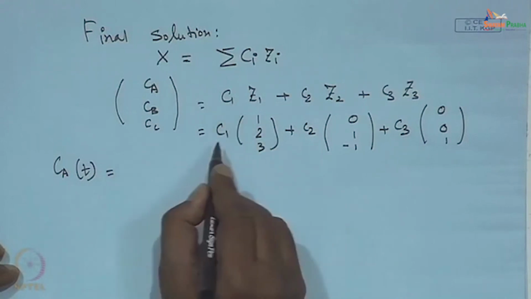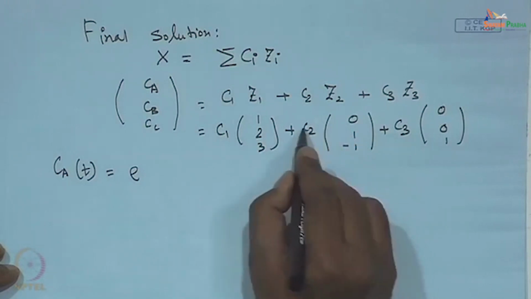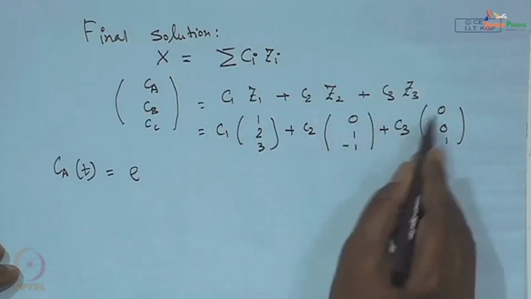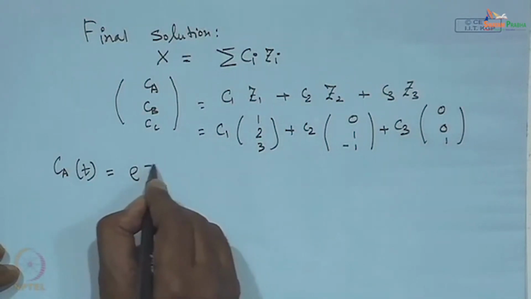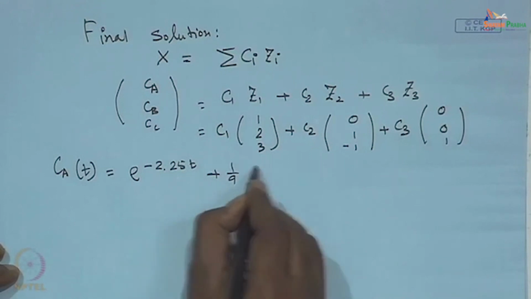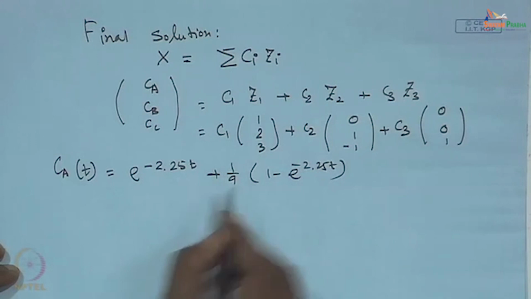Now, we will be putting in C 1. For C A, it will be C 1 times 1 plus C 2 times 0 plus C 3 times 0. So, they will contribute nothing. So, it will be e to the power minus 2.25 t plus 1 by 9 times 1 minus e to the power minus 2.25 t, that is the expression of C A.